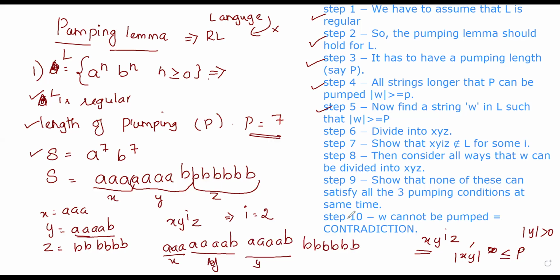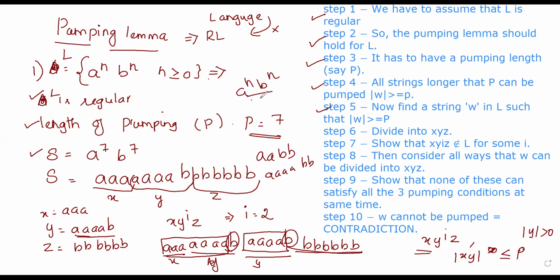So now I have created it in such a way that x y power i z is generated. From this you can say that it is not actually a power n b power n, because it should be in the form of a b b, or a 7 times b 7 times, or a infinite times b infinite times. But if you see here, this is not following the same form, because one b comes in between, followed by some set of a's and one b and all the set of b's. So by seeing it you can directly say that it is not in the form of a power n b power n, so it is not a regular language.